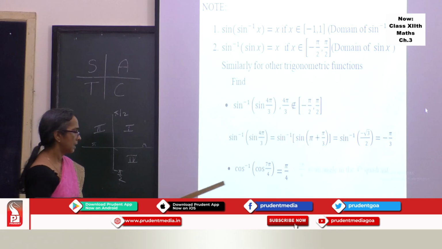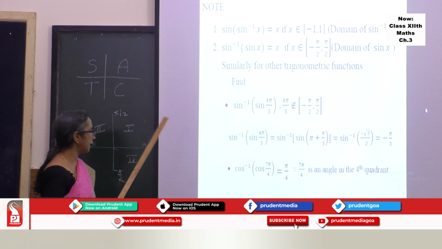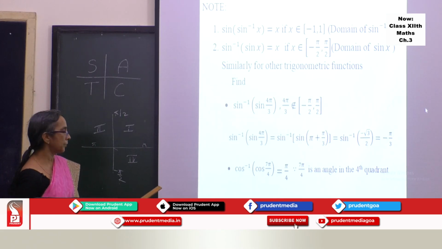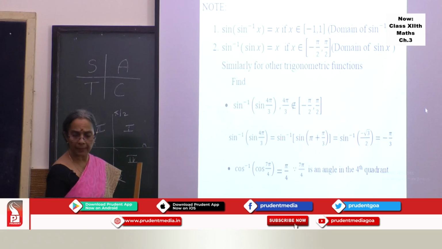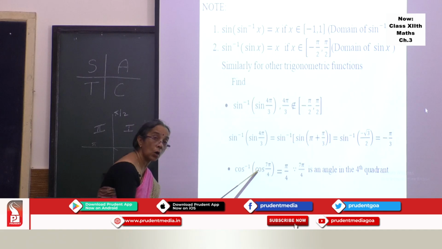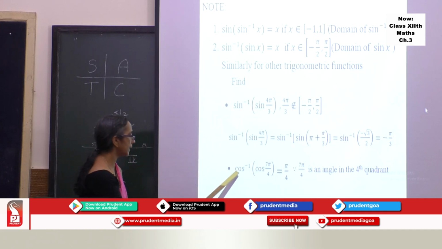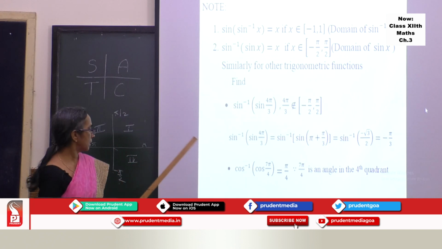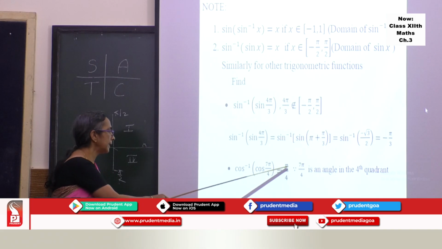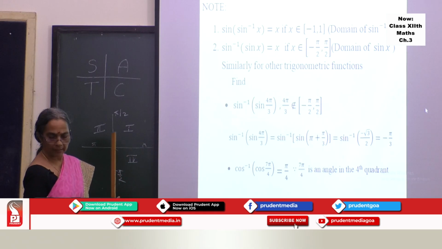Because 7 pi by 4 is an angle in the fourth quadrant, and in the fourth quadrant cos is positive. So, it is equivalent to cos of pi by 4. The answer is pi by 4. 7 pi by 4 is not in the range of the cos inverse function. Therefore, it should come in the range. Therefore, we have to take pi by 4.